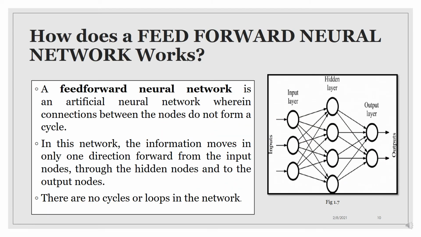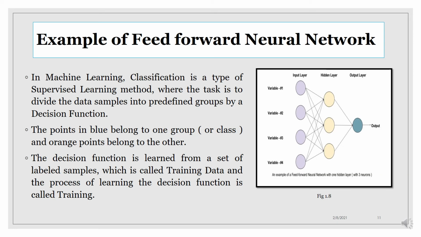Coming to how a feed forward neural network works. A feed forward neural network works on the input, hidden as well as output layers. It can have single as well as multiple layers. So that is how it is working. It works from node to node, and it will give you the output. Then, an example of a feed forward neural network. You can see examples in the diagram.